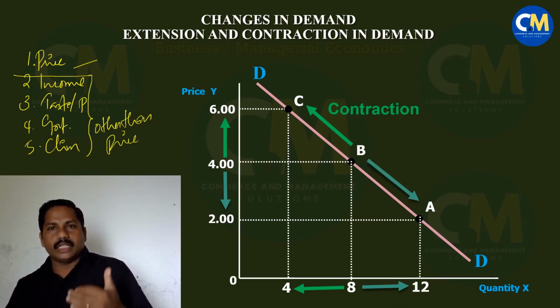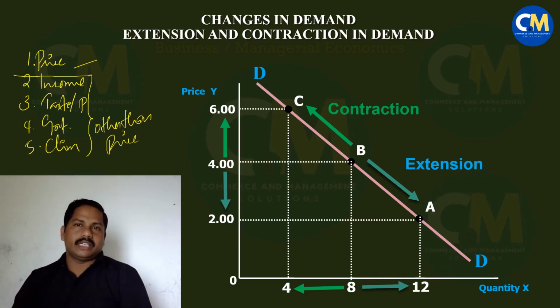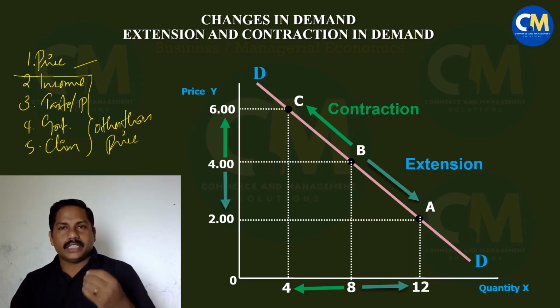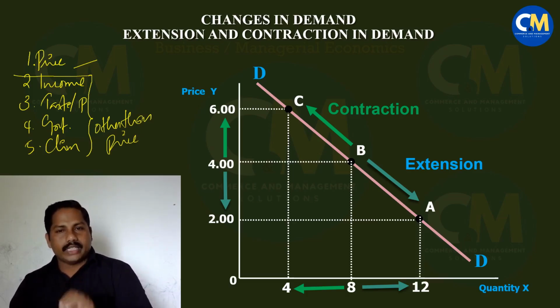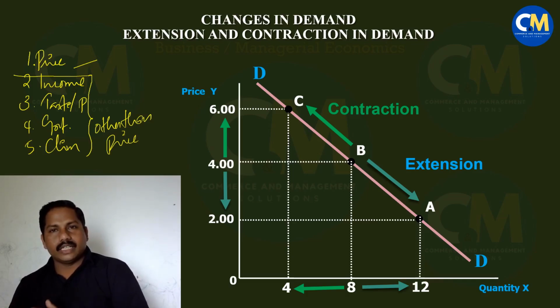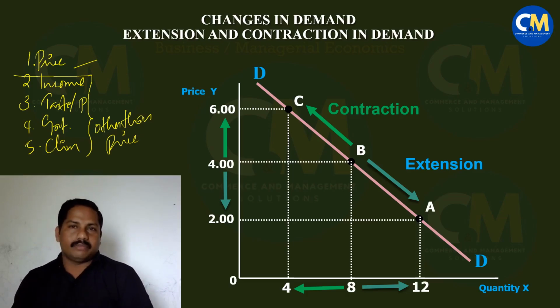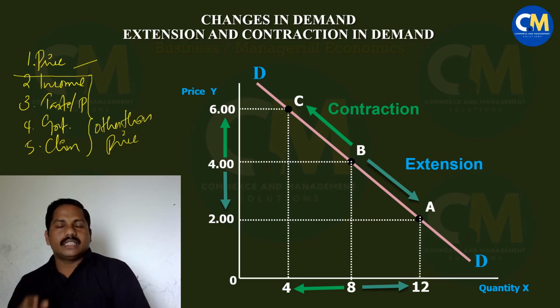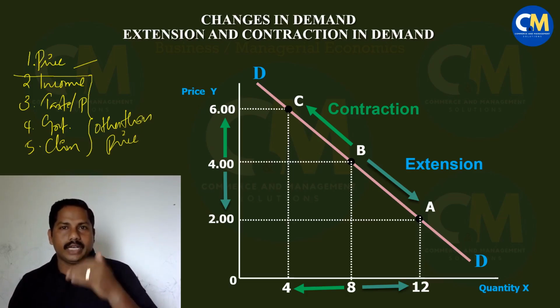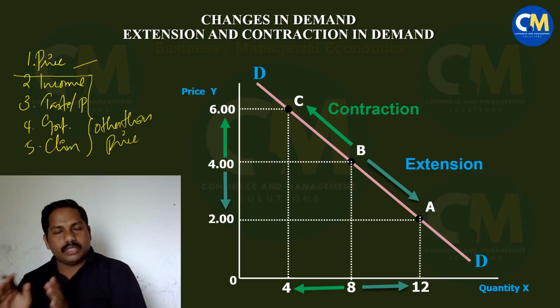So if the quantity demand is changing in such a way, that will be called as extension. Quantity demand increased due to decrease in price, that is called as extension. Contraction means increasing the price and causing a decrease in the quantity demand. Extension means increasing the quantity demand due to decrease in price. Hope you clear that, right? Then we'll see the other side.